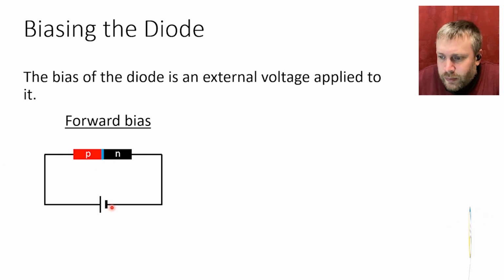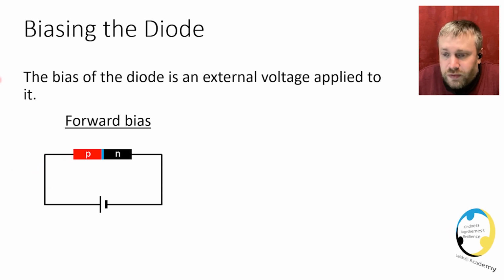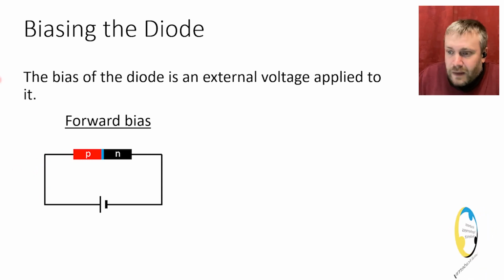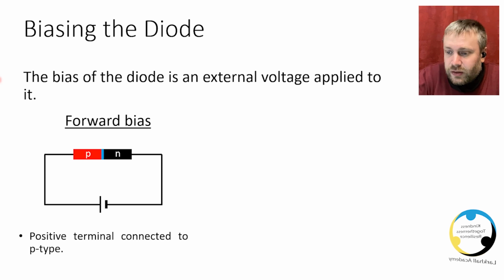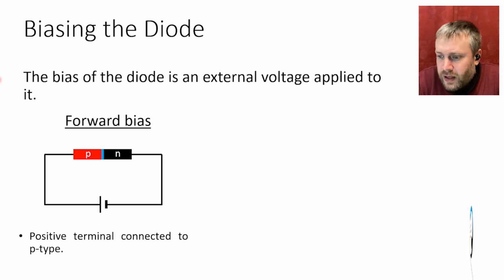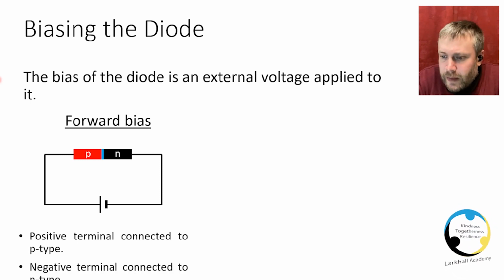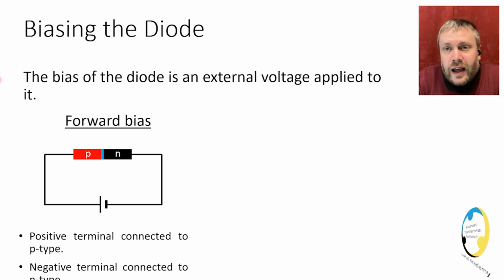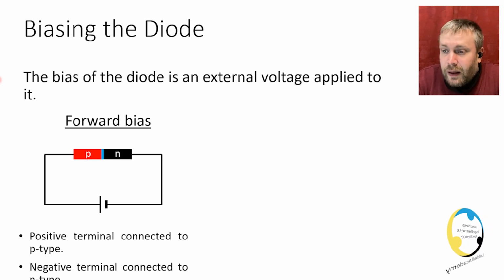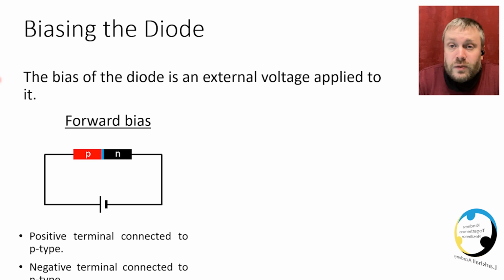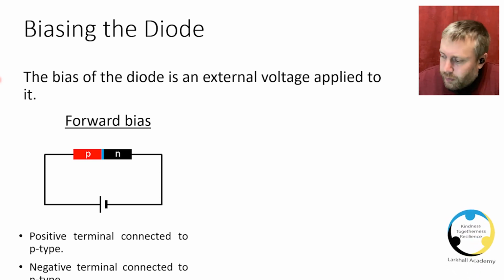We've got the negative terminal of our cell connected to the N-type side of the PN junction, and the positive terminal of the cell connected to the P-type side. That's what we call forward biasing. So, positive terminal to the P-type, negative terminal to the N-type, and that allows our PN junction to be forward biased. I'll talk more about what forward biasing actually means in a little minute.